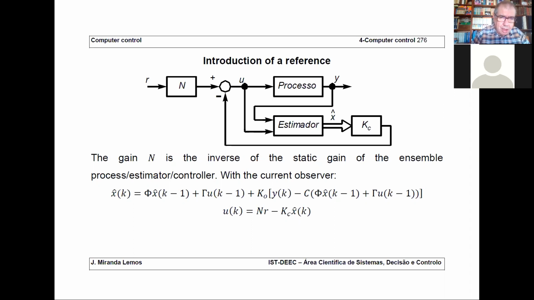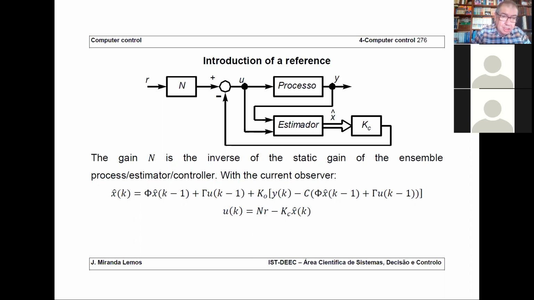So if you add an r, what happens? Where is y going to be in steady state? Can you help me? The r times the gain. Times the gain, okay? So what should N be if you want y to approach r? The inverse of such gain. The inverse of the gain here, okay?